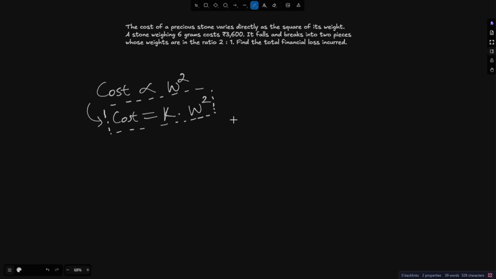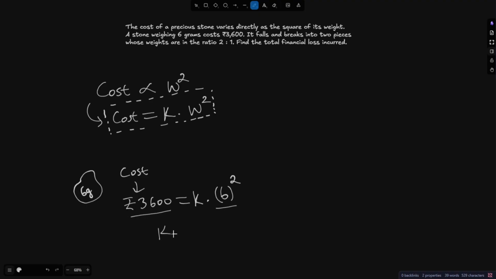Next up, we have a stone. Let's say that's a stone that weighs 6 grams, costs 3,600. So we know its cost, which is 3,600. And we know that it's 6 grams. So k times 6 squared. Using what we have already, we can find the value of k quite easily, which is 3,600 divided by 6 squared, which is 36. So just cut things off and you'll get 100. K equals 100.